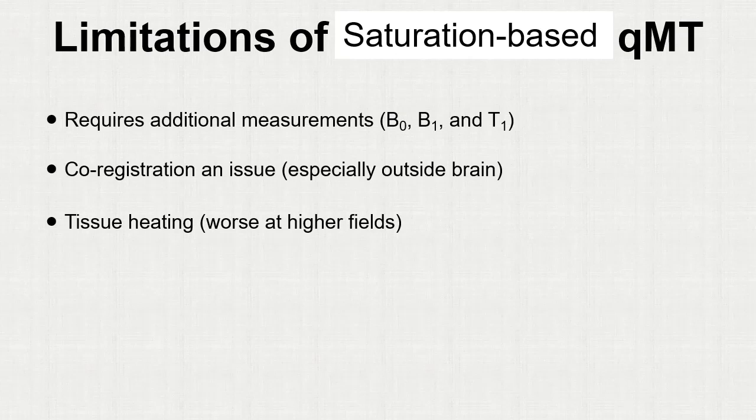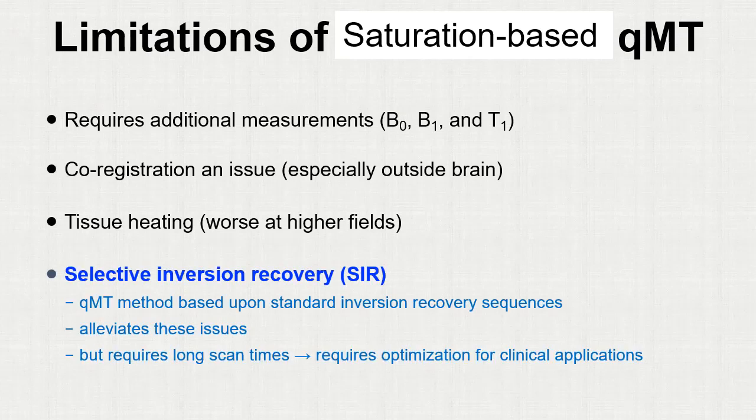So there's some strategies that have been put in place. One that I want to focus on here, because I think it's easy for us to understand, is the selective inversion recovery method. This is a QMT method that's based on a standard inversion recovery sequence. It alleviates some of these issues, but the interesting thing about the selective inversion recovery is that because it's an inversion, it has two fundamental benefits that we'll talk about.